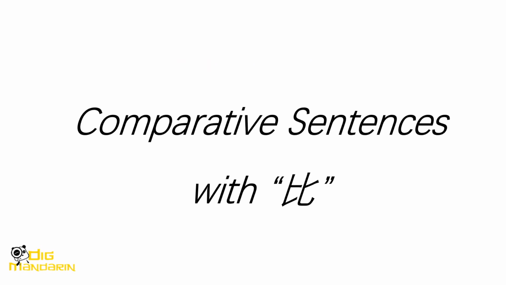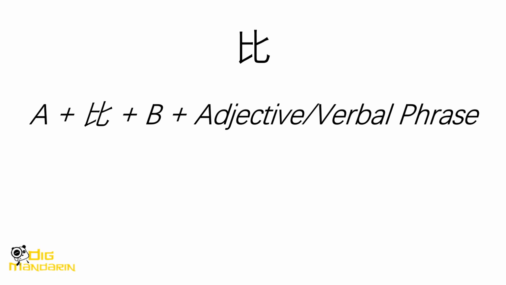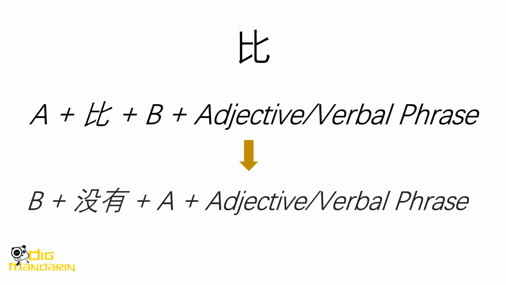Okay, that's quite basic and quite easy, right? So now let's look at the next structure. Structure 5. Comparative sentences with 比. Usually, when you want to compare two things, you can use A 比 B plus adjective or verb phrase, and the negation form is B 没有 A plus adjective or verb phrase. One thing I should point out is that the places of A and B are different in the two situations.